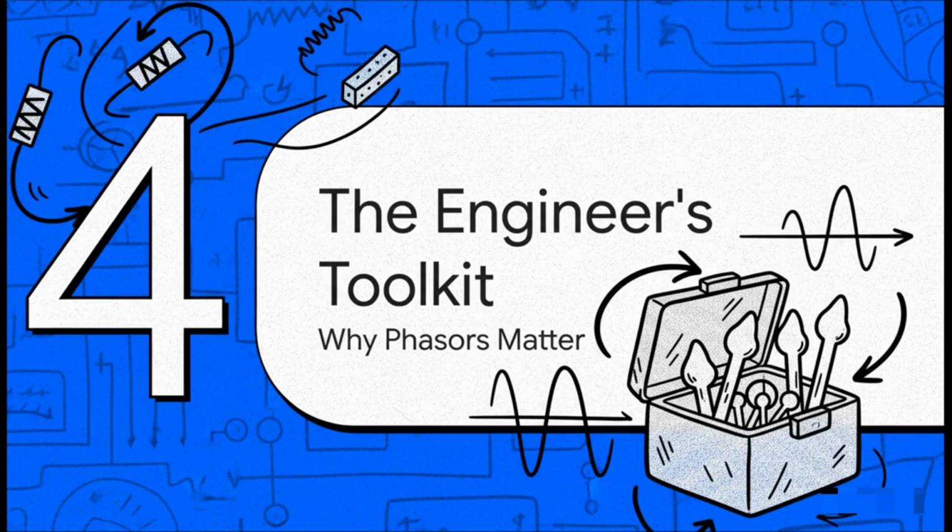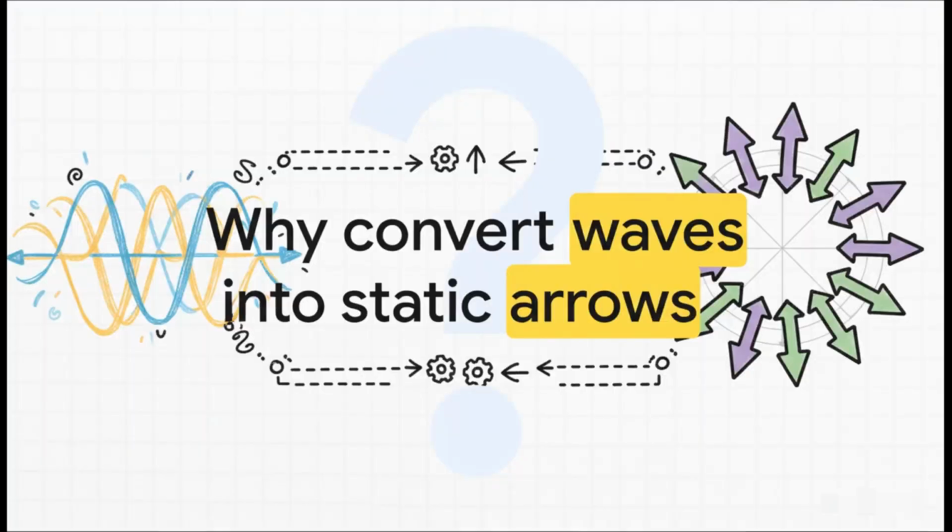Okay, so we've got the rules for resistors, inductors, and capacitors down, but that brings us to the most important question of all. So what? Why bother with all this? Let's talk about why this isn't just a neat little trick, but an absolutely critical tool for every single electrical engineer. Exactly. I'm following along, but why? Why go through all the trouble of turning these waves into arrows in the first place? Why can't we just stick with the sine waves we started with?